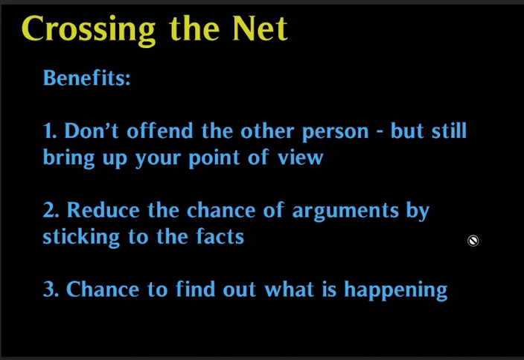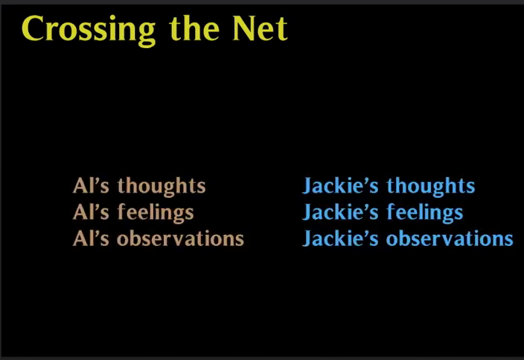So to sum up, not crossing the net, I think, is a really key lesson in interpersonal dynamics. It allows people to communicate difficult concepts to each other, such as being annoyed or feeling sad at the other person, but in a very non-offensive way. By sticking to your own side of the net, by sticking to your own thoughts, feelings, and observations, we can improve the way we communicate with other people.